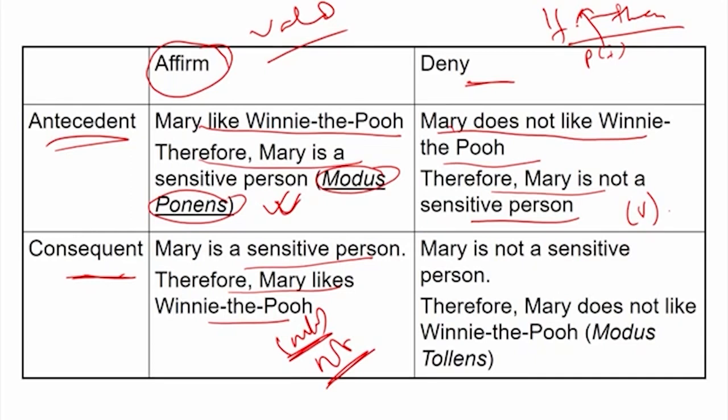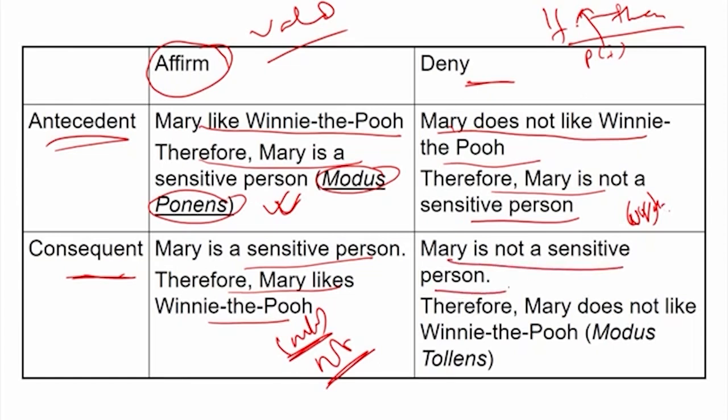So, if somebody does not like Winnie the Pooh, it does not necessarily mean that they are not sensitive, because it is not that all sensitive people like Winnie the Pooh. It is the other way around. Most people who like Winnie the Pooh are sensitive, but it does not say anything about whether all sensitive people like Winnie the Pooh. So, such conclusions cannot be drawn, and denying the antecedent is always not valid.